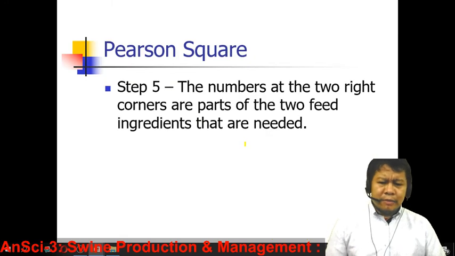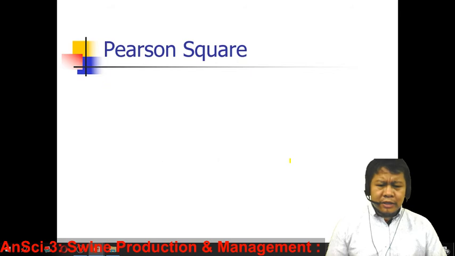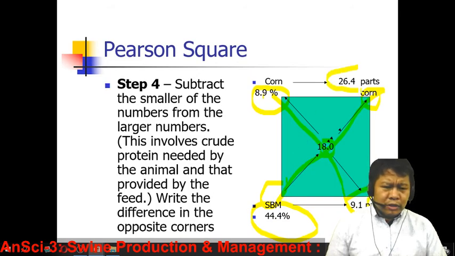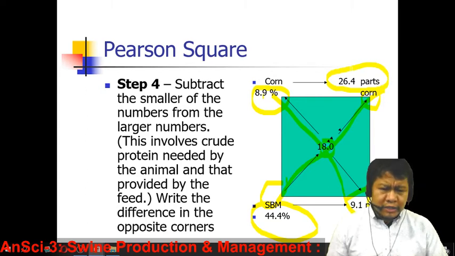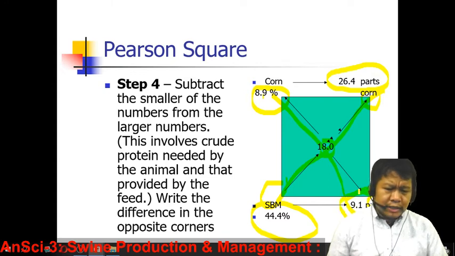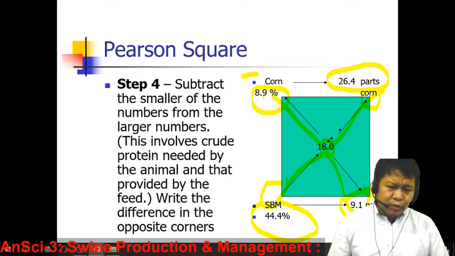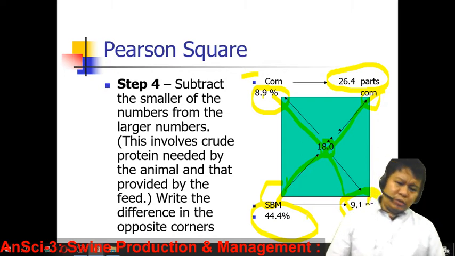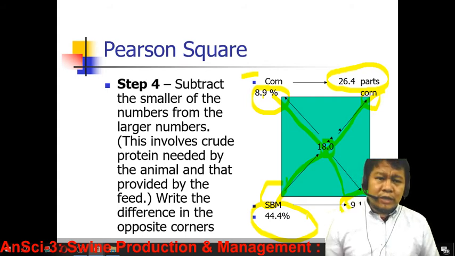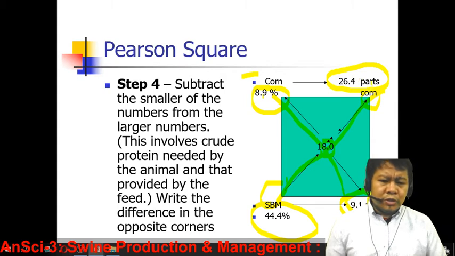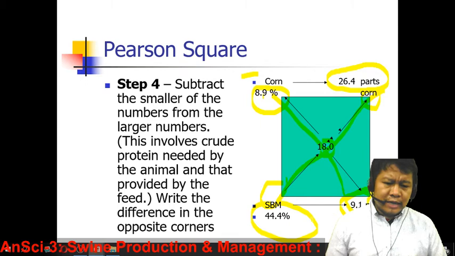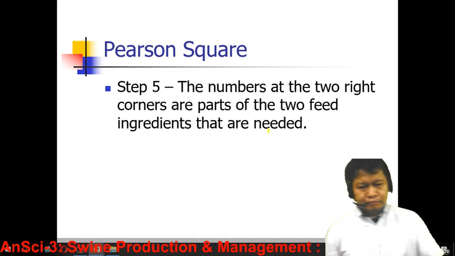Okay, let's proceed to step number 5. The numbers at the two right corners are parts of the two feed ingredients that are needed. So go back in here. These numbers are now the parts of the ingredients that will be needed to mix the resulting feeds. For example, we need 26.4 parts of corn as well as 9.1 parts of soybean meal. We know that the total is 2,000 kilograms later on, but in terms of proportion or parts, let us settle for this first. So we need 9.1 soybean meal and 26.4 parts of corn.